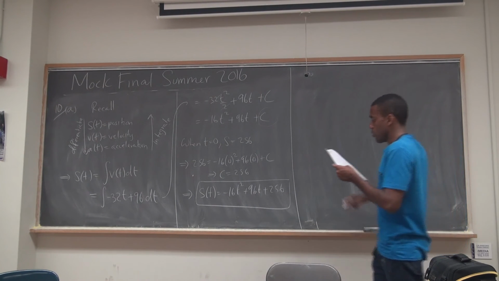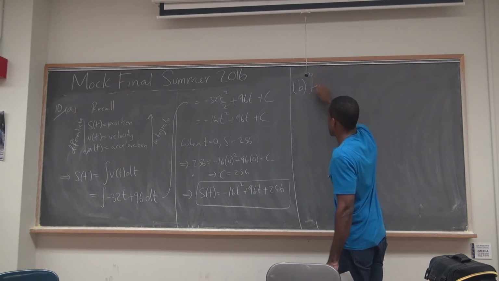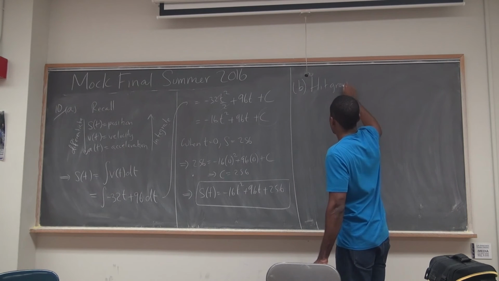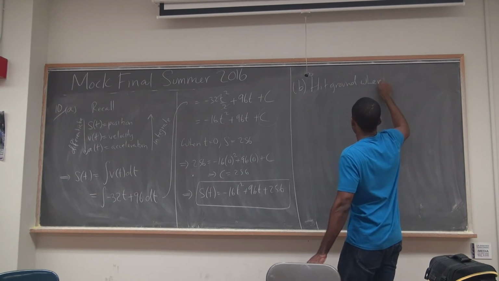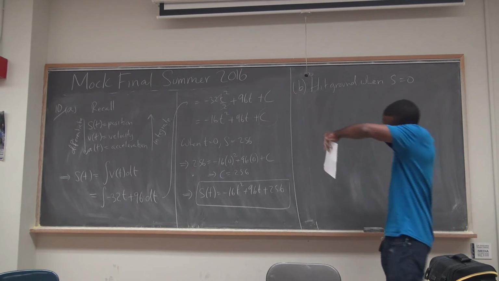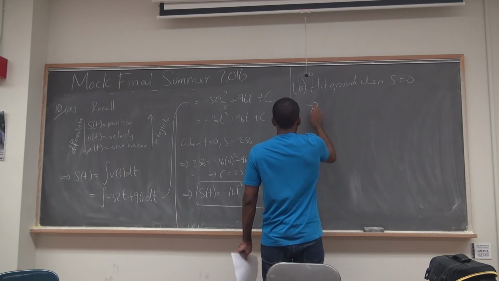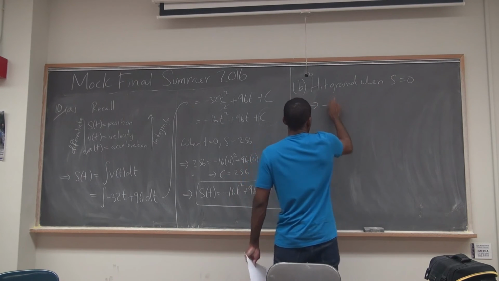That's part A. B, when will the object hit the ground? It hits the ground when s equals 0. Just like I said, ground is always position 0. So when they talk about hitting the ground, they're talking about position 0. So all I'm going to do is set the position equal to 0 and solve for time.